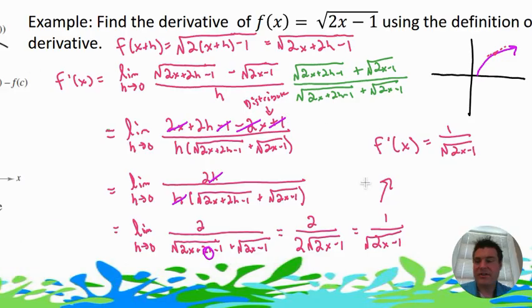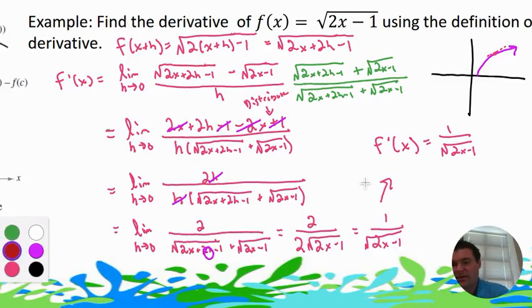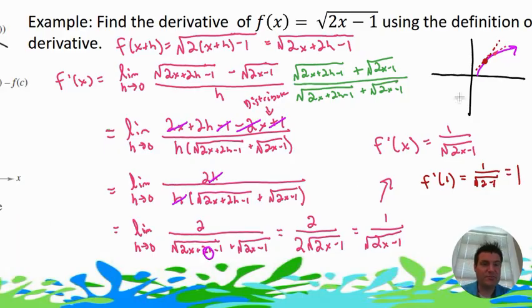Well, if I were to substitute any value in, let's say that I substitute in a 1, and let's say that that is 1 right there, that red line, we can find the slope of that red dotted line by substituting that into the derivative function, which is going to be 1 over root, what does that turn into? 2 minus 1. So this is 1 over 1. So the slope of this red dotted line is 1.